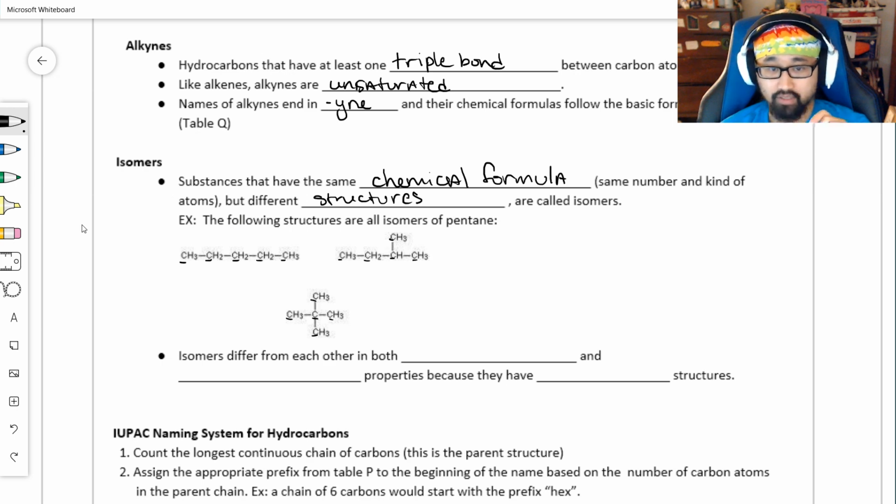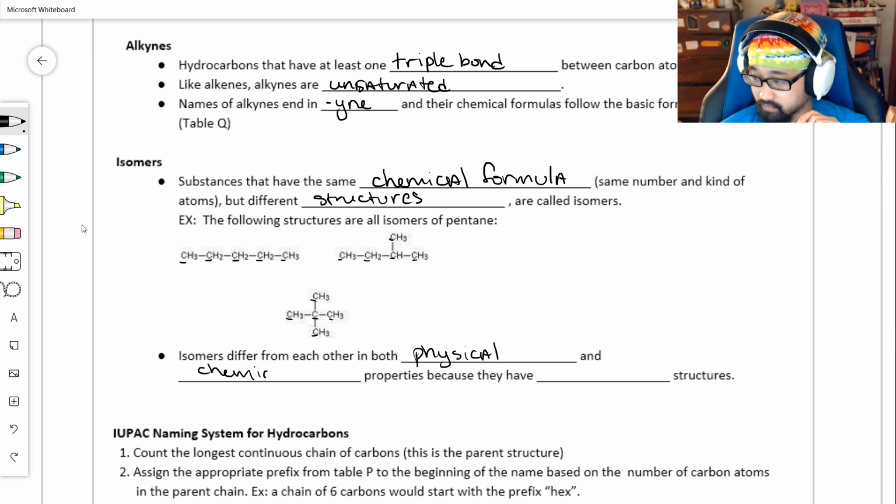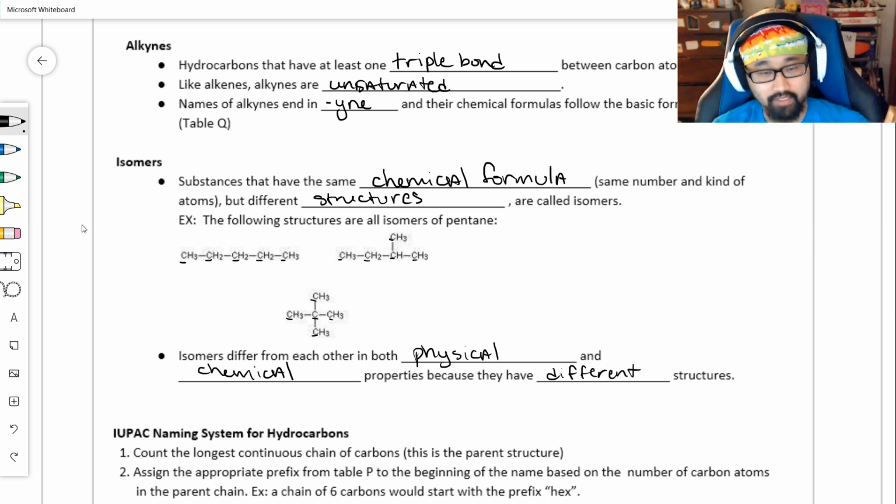Because they are put together differently, they will differ from each other in both physical and chemical properties, because they have different structures. And this is something that I have mentioned time and time again. Different structures means different properties, but now we have a special name for them. Isomers. Same chemical formula, so same makeup, but different structures, so put together differently.